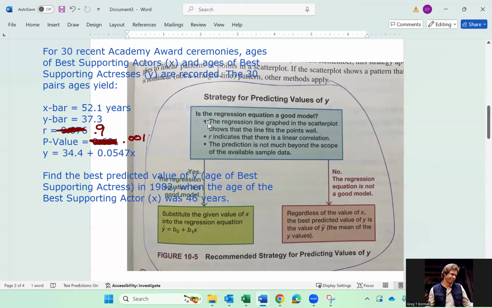So first bullet, inconclusive. Second bullet, now with the 0.9, looks like, yeah, okay, I'm pretty sure there is a correlation. Third bullet, yeah, that seems okay. It did before. So we'll go with yes. And in that case, we would say, all right, well, let's actually use the equation.